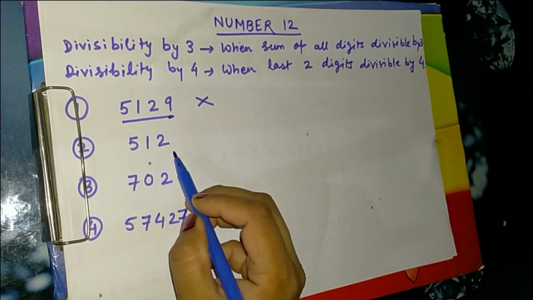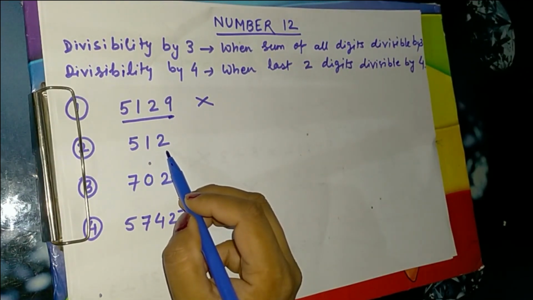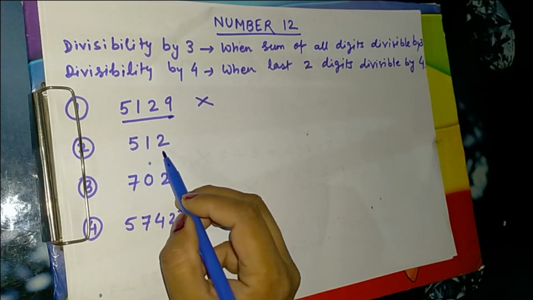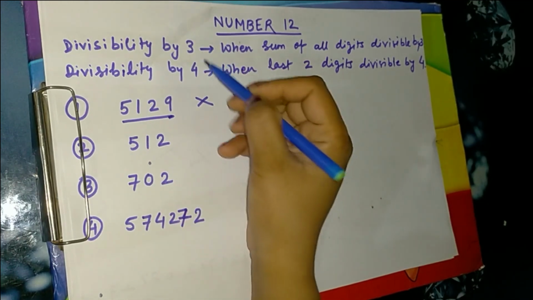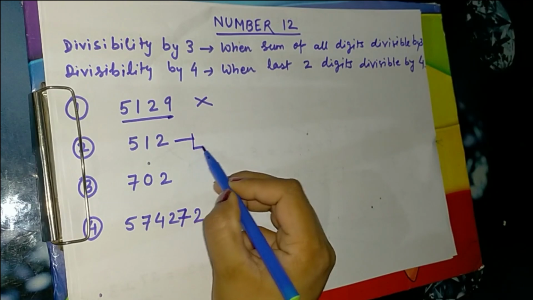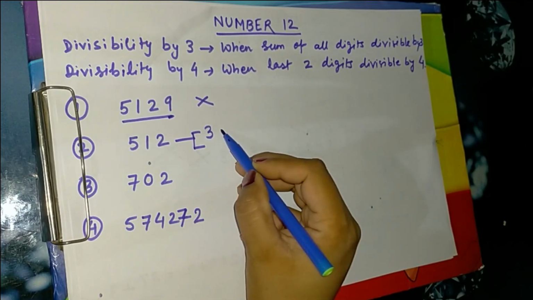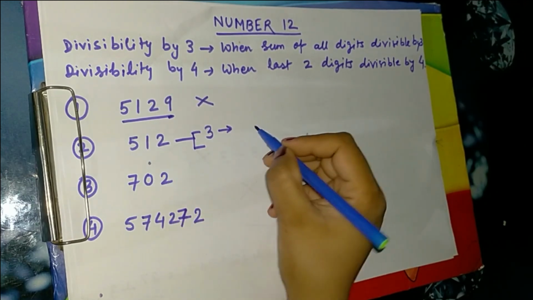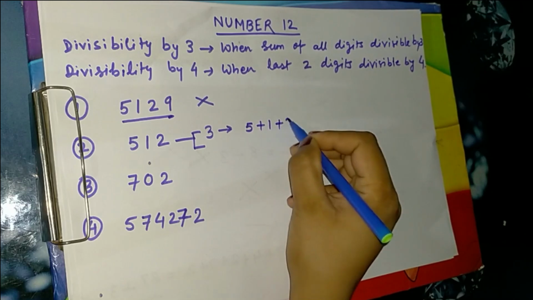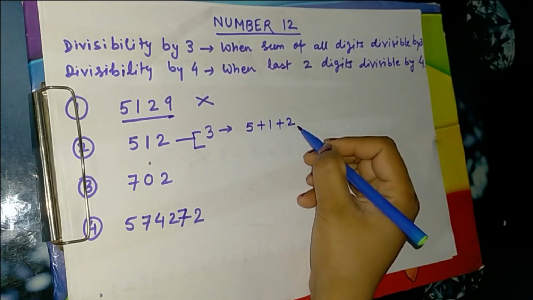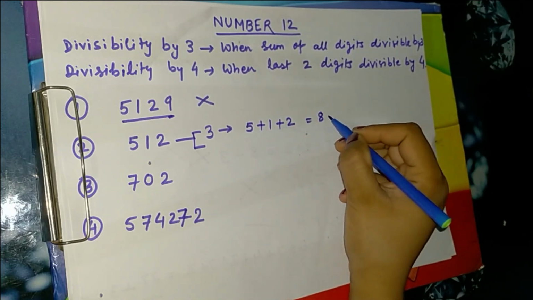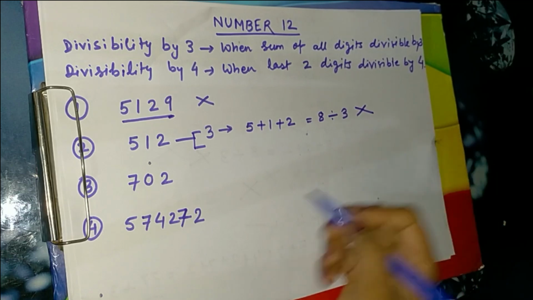Our next number is 512. The last digit of this number is 2, which is an even number. Now we need to check 512 divisibility by 3 and 4 both. To check the divisibility by 3, we need to add the individual digits of this number like this. So 5 plus 1 is 6, 6 plus 2 is 8, and we know that 8 is not divisible by 3.